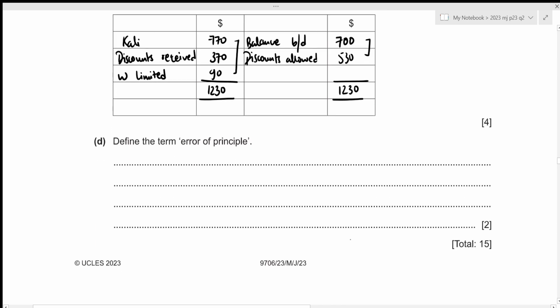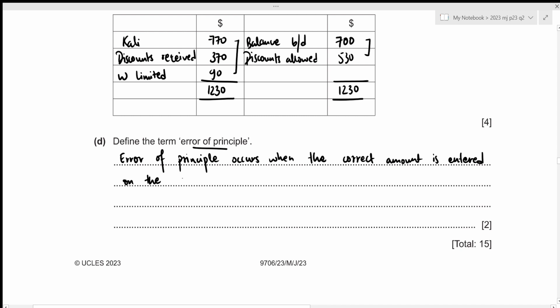Let's move towards the fourth one. We need to define the term error of principle. So error of principle occurs when the correct amount is entered on the correct side, but in the wrong class of accounts. Let's write it down. Error of principle occurs when the correct amount is entered on the correct side, but in the wrong class of account.